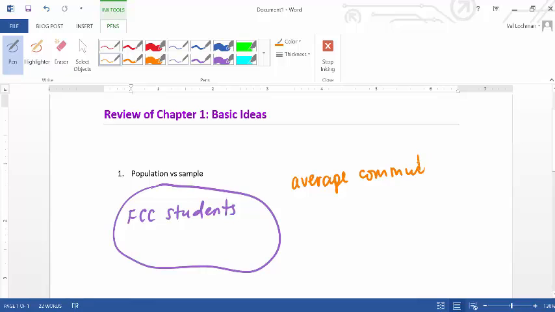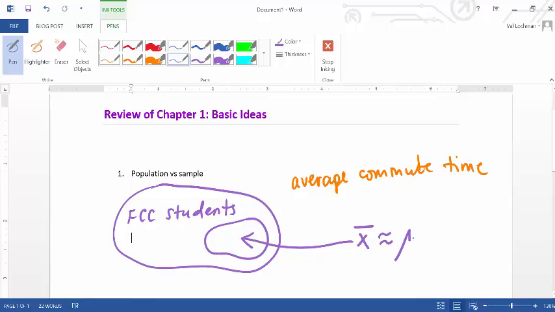Okay, commute time. Well, it is very unreasonable of me to ask every student how long it takes them to get to school, so I can't do that. But what I can do is find a sample of students and find their average commute time. So let's say I've taken a sample of 50 students, and I found the mean time, x bar. I'm going to say, okay, that number is a pretty good estimate of my population average commute time. Okay, that's what we're going for here.